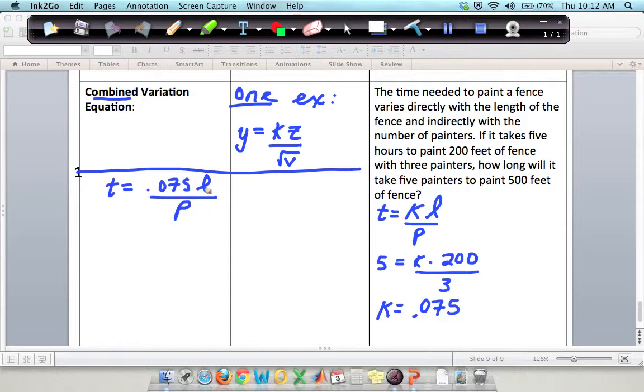So now we can answer, how long will it take 5 painters to paint 500 feet of fence? So we have 500 feet, so that's our L, and we're going to have 5 painters. We want to know how long so we can figure out how much this job might cost. And when you use your calculator, you should get 7.5 hours.